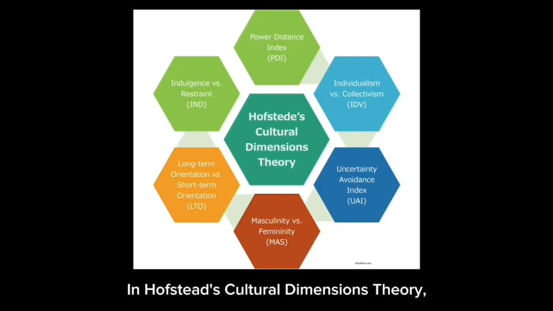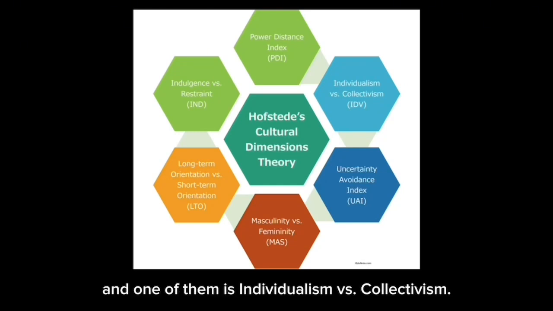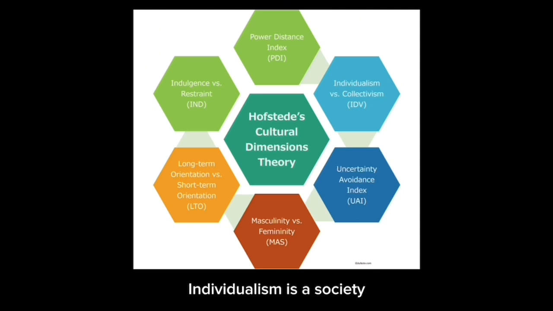In Hofstede's cultural dimension theory, there are 6 dimensions, and one of them is individualism versus collectivism. Individualism is a society in which the interest of the individual prevails over the interest of the group. Collectivism is a society in which the interest of the group prevails over the interest of the individual.